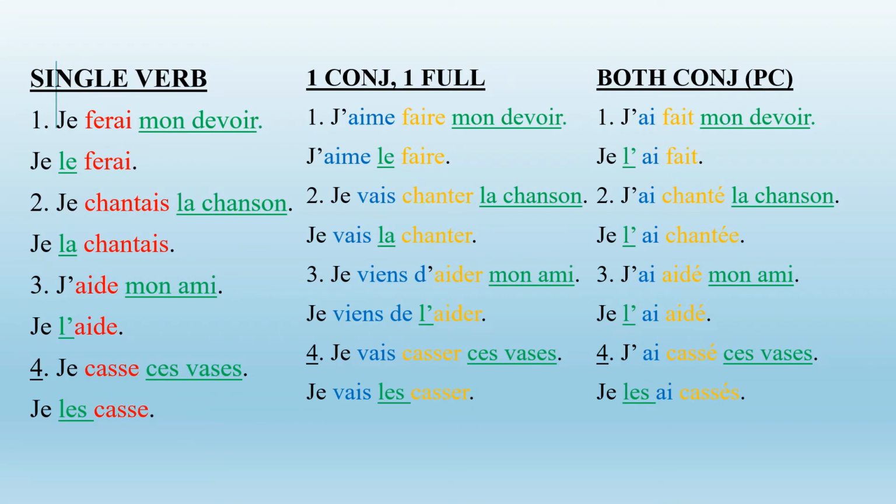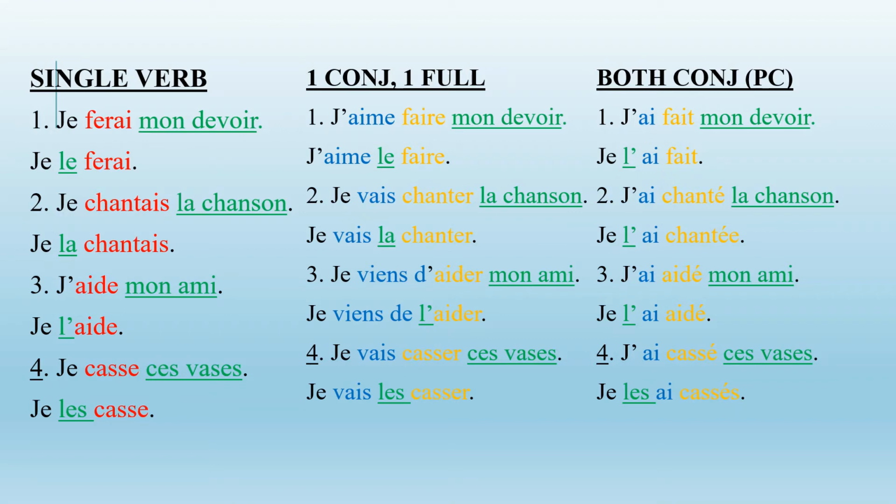Now, consider the second scenario where you have one verb that is conjugated and one verb that is in the infinitive. This will happen in the case of tenses like passé récent and futur proche, and also when you use verbs like aimer, vouloir, pouvoir, and so on. So let's look at the first example there. J'aime faire mon devoir. Now, aimer has been conjugated there, but faire is in the infinitive. Now, mon devoir is masculine singular and it is the object, so it has to be replaced by le. Now, where will you place the le when there is one conjugated and one infinitive? You need to place it before the infinitive verb.